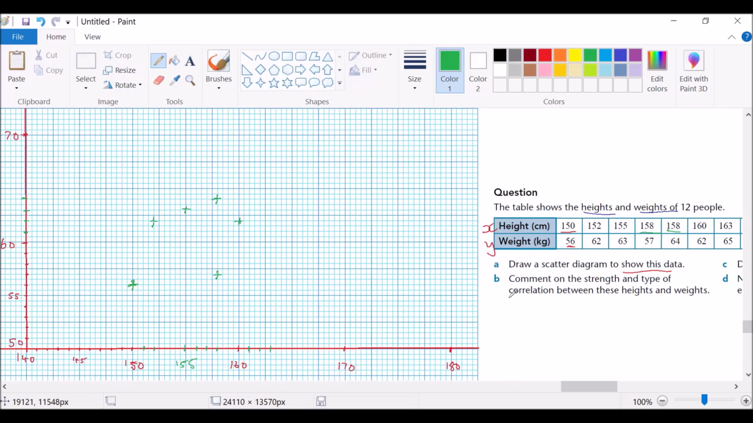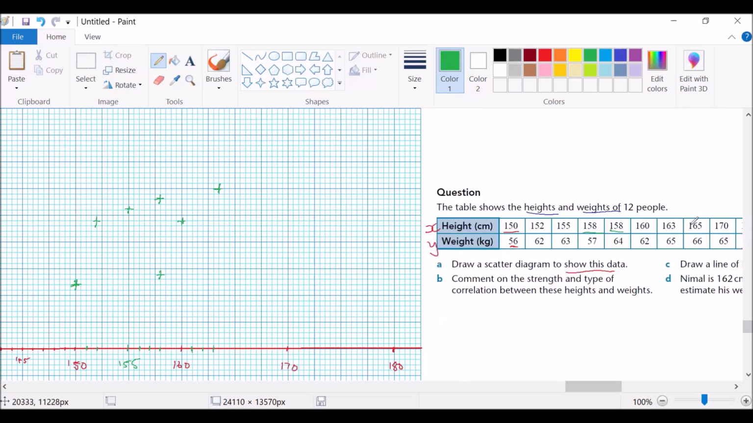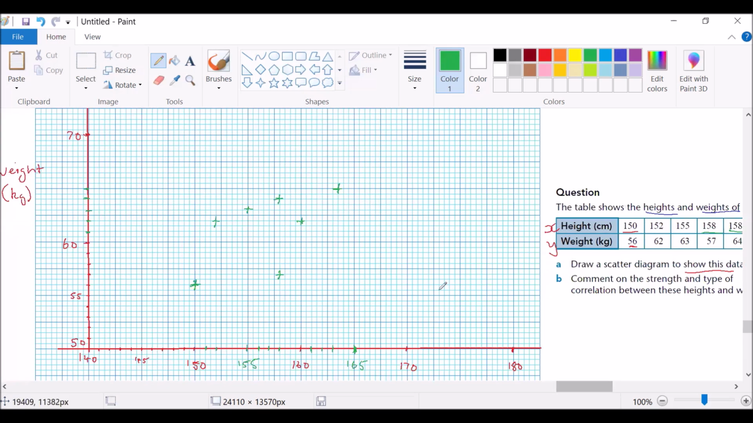163 is corresponding to 65. 65 is here. So the point we are looking for is this point here. 163, 65. Our next point is 165. 165 is here. And 66. 65 is here. 66 is there. So the point we are looking for is this point there.